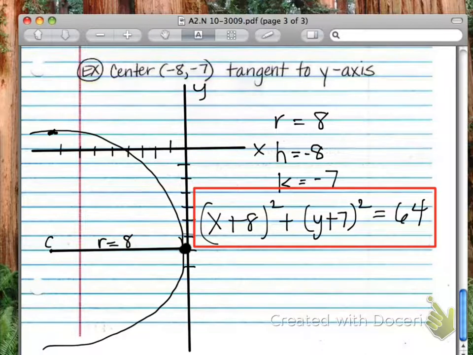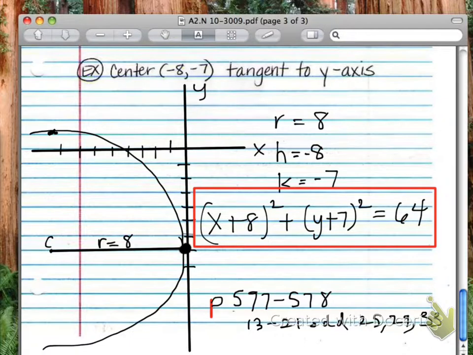Now, your homework, I'm going to write it up here. It's page 577 through 578, 13 through 21 odd, then 25, 29, 33, 35, and 37. It's on Blackboard as well.